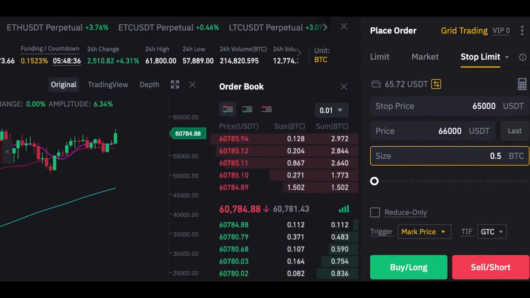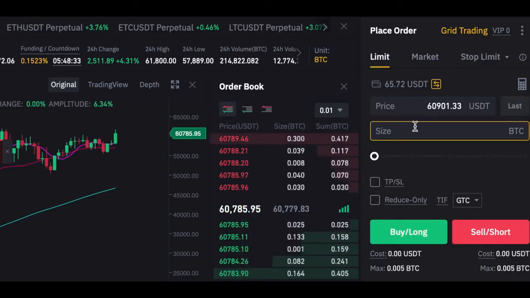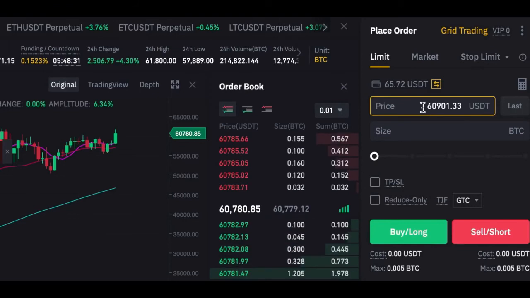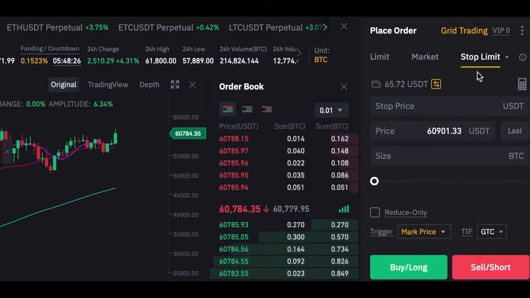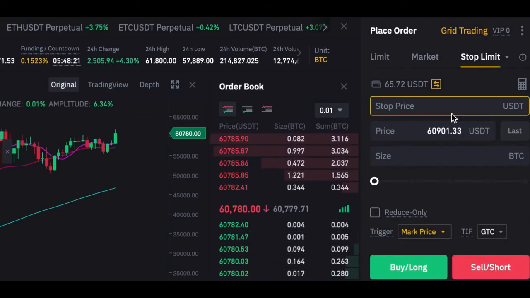The main difference then between a stop limit and a limit is that a limit only has one specific price that you can trade at and you cannot trade at any other price whatsoever. With a stop limit, it just gives the system a range of prices where you tell the system, hey, I'm happy to trade within this range.